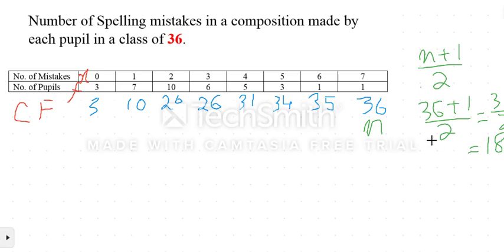So we have discussed earlier, because 36 is an even number, the total values are even in number, so there will be two values in the middle of the data. So that will be on the 18th position, and also on the 19th position.